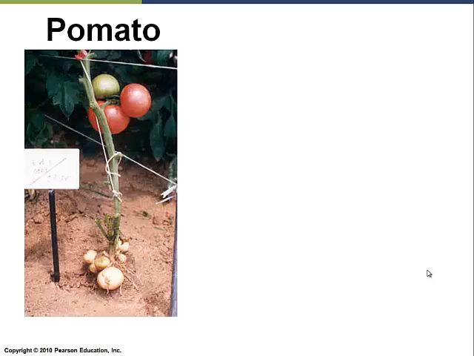On a lighter note, another GMO that we have is a pomato, and a pomato is a combination of a tomato and a potato, as you would imagine. This is a good use of space because you can grow tomatoes in the upper portion of the plant and potatoes in the roots of the plant. Potatoes are part of the roots of a plant, and so you have one plant that produces two different foods at the same time.